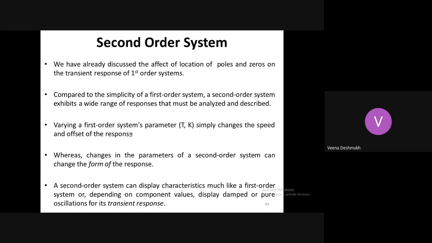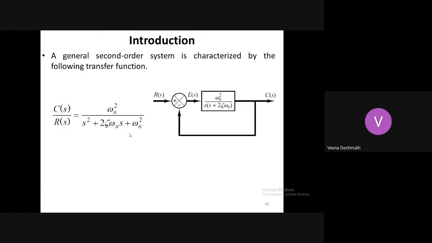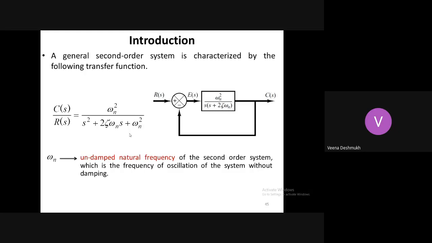So a second order system can display characteristics much like a first order system depending upon the component values. Now component values are nothing but your RLC values, along with damping and natural frequency of oscillation for its transient response. So the second order system, when you put it in the feedback loop, looks somewhat like this.